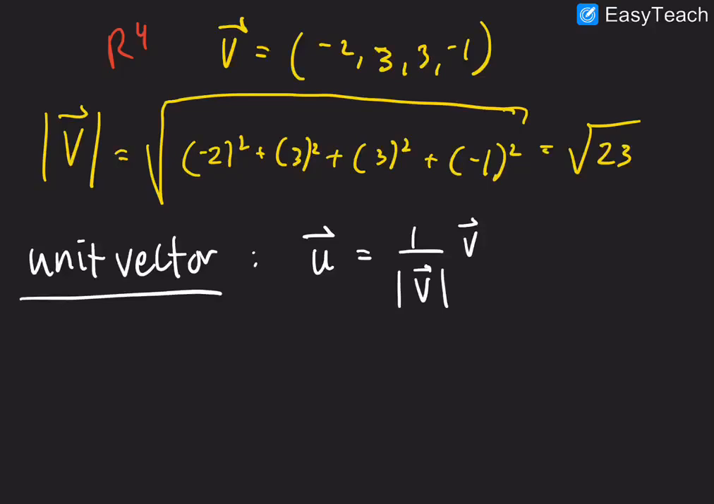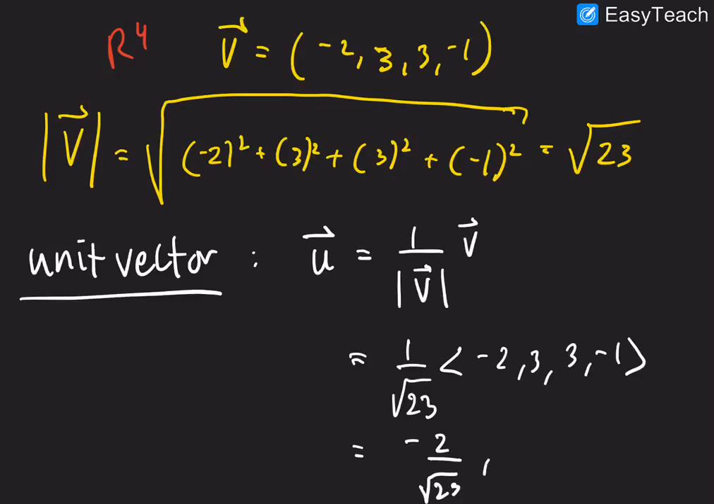So if we were to find the unit vector now, that would be 1 over the square root of 23 times this vector, negative 2, 3, 3, negative 1. And if you were to distribute that, you just put negative 2 over the square root of 23, 3 over the square root, 3 over the square root, negative 1 over the square root. Okay, so that's the unit vector.